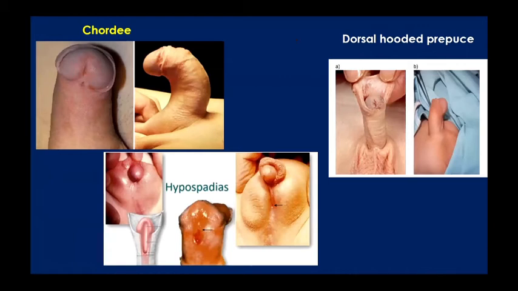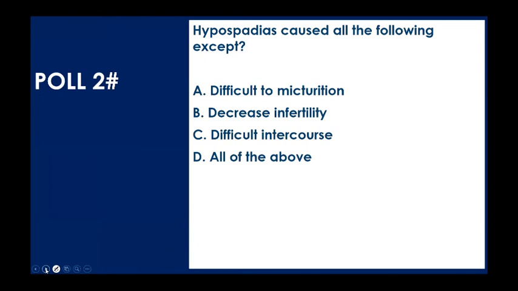Here, this is what we call chordee. Chordee is a contracture, a band-like contracture. And this is what we call the dorsal hooded prepuce, the skin on the dorsal part. And the opening may be in the perineum, in the scrotum, or in the shaft. This is opening in the ventral side, not in the middle of the glans, so it is called hypospadias.